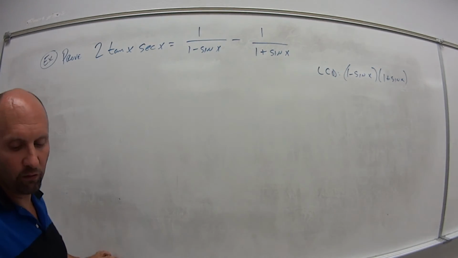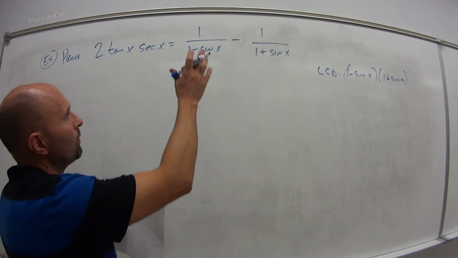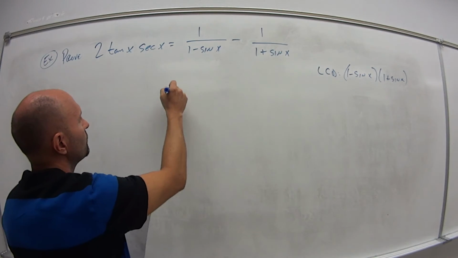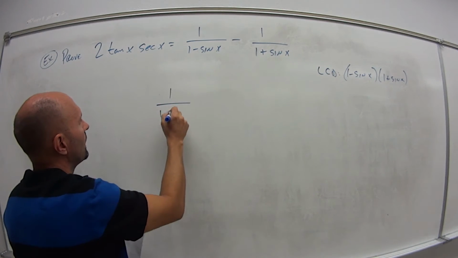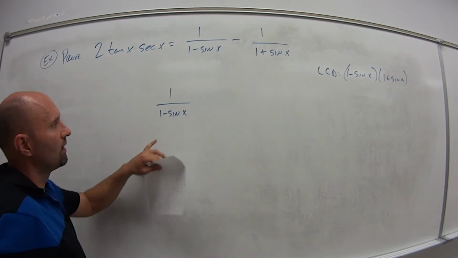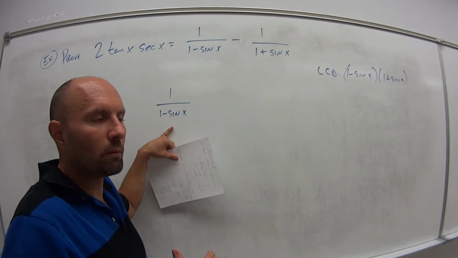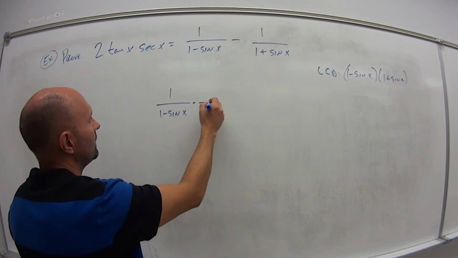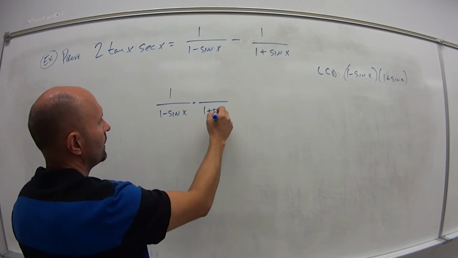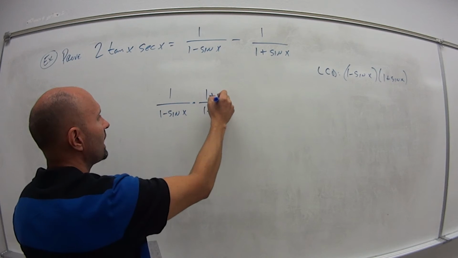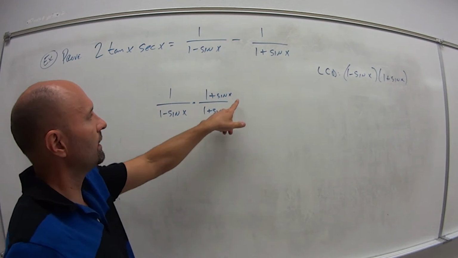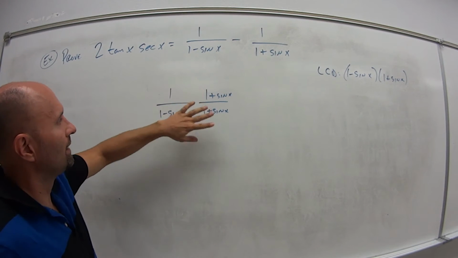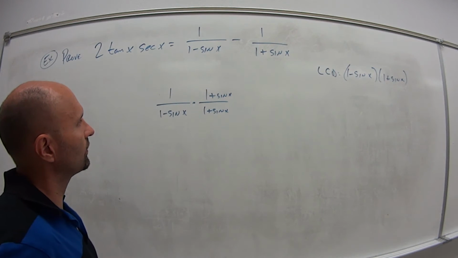So if that's our LCD, and we want to convert both of these terms on the right to have that as the denominator, for the first one, 1 over 1 minus sine of x, what do I need to multiply this one by in order to get the same denominator? Well, I would have to multiply the denominator by 1 plus sine of x, which means I have to do the same thing in the numerator, so that what I'm really multiplying by is 1. I'm just going to change the way that it looks.